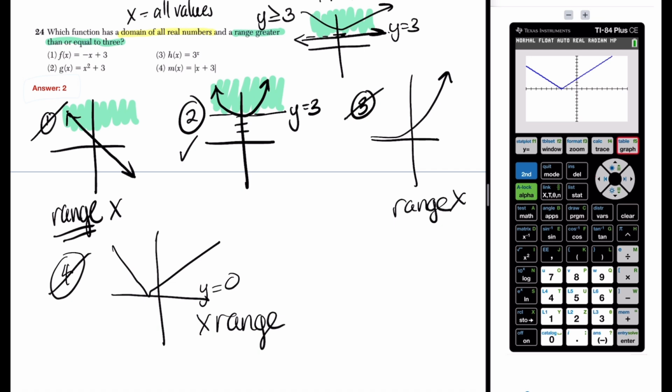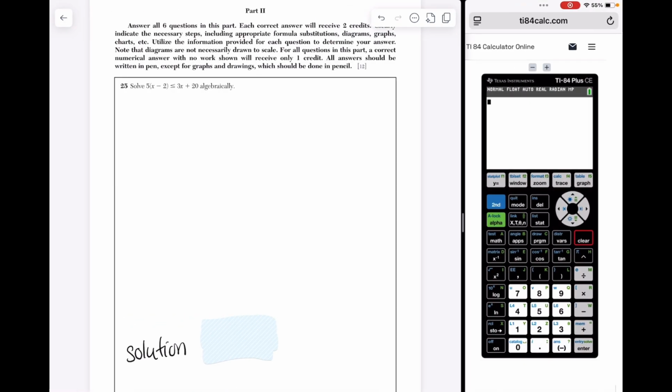So I used a combination of our calculator as well as what we knew about domain and range. All right, hit pause and jot this one down into your notes, and we're going to start jumping in and looking at our constructive response questions.